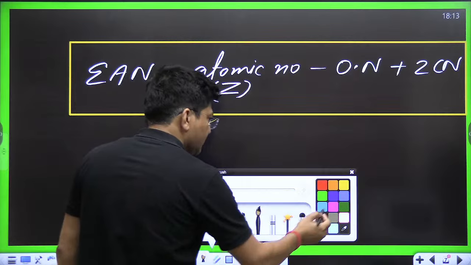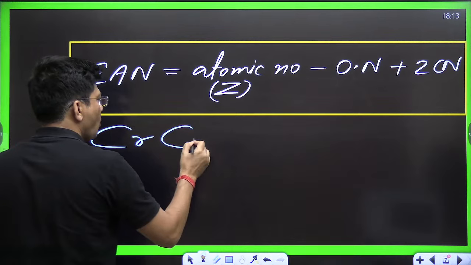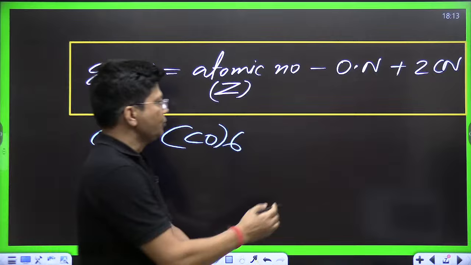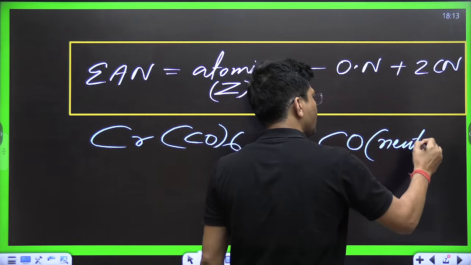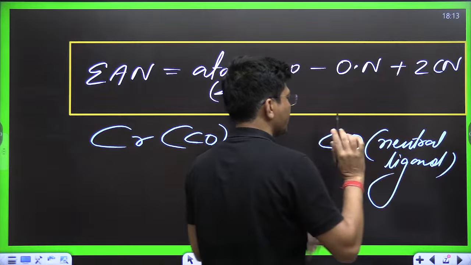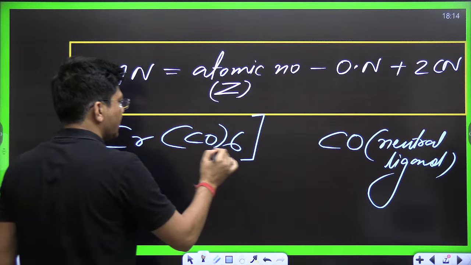See, kids, if I write down over here Cr(CO) whole 6. The CO is a neutral ligand without charge. Neutral ligand, kids. No charge is there. It can be written like this also. It's your choice.